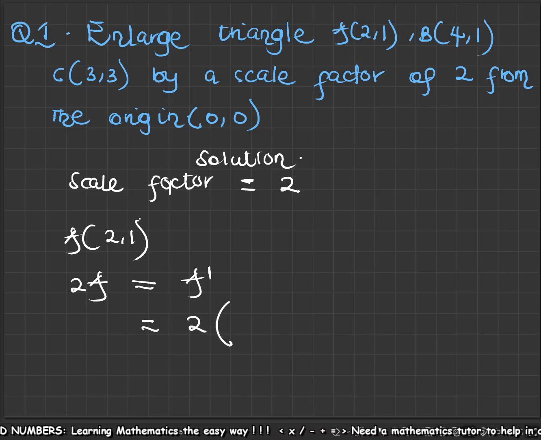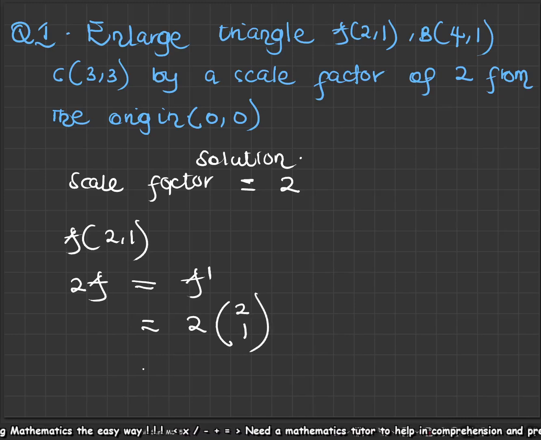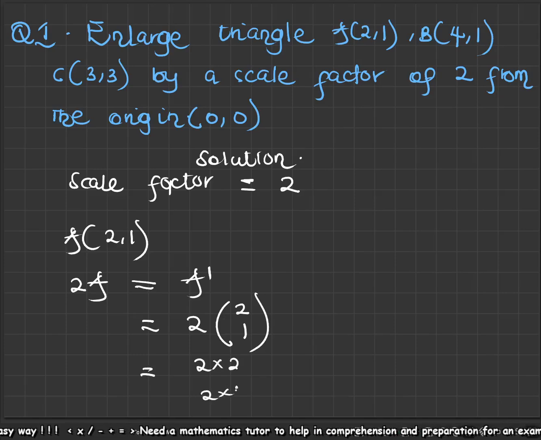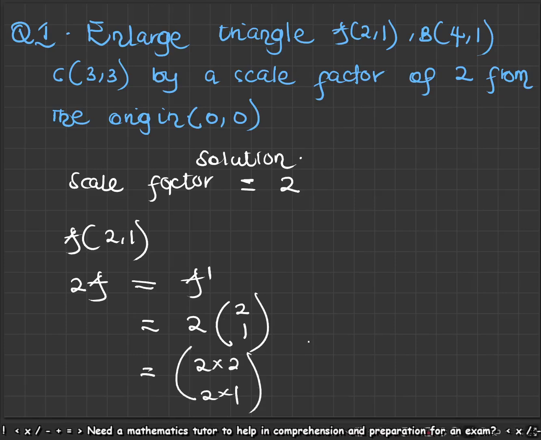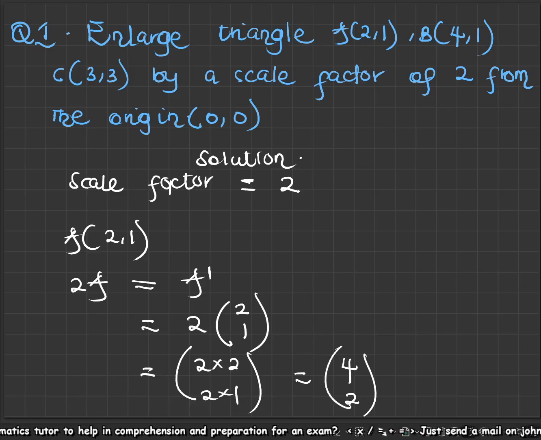2 times the vector A, which is (2, 1). You see? And then 2 times 2, and then we have 2 times 1. And all that gives us what? (4, 2). You see? So this is it for the A. Now let's look at the remaining.